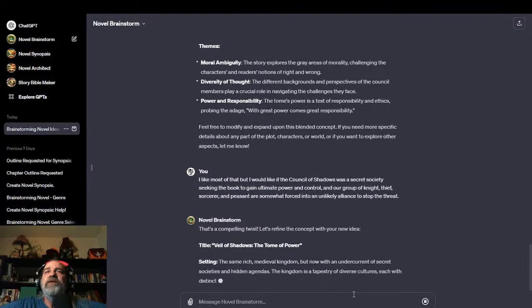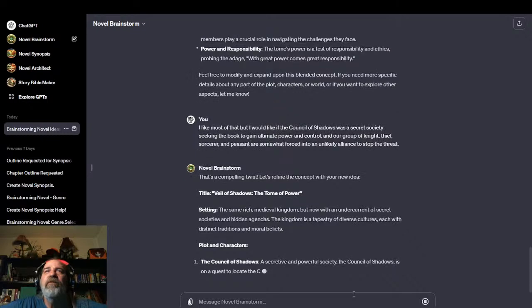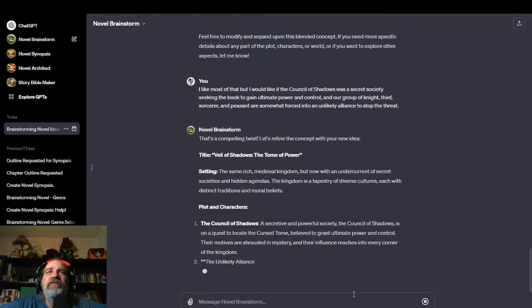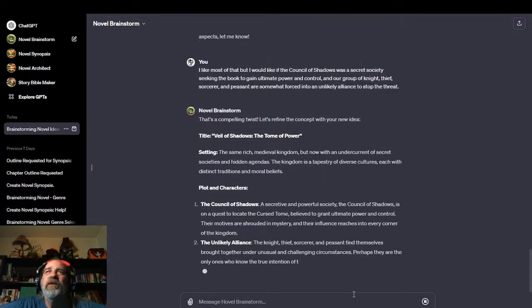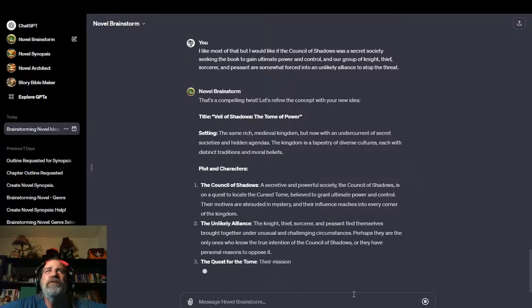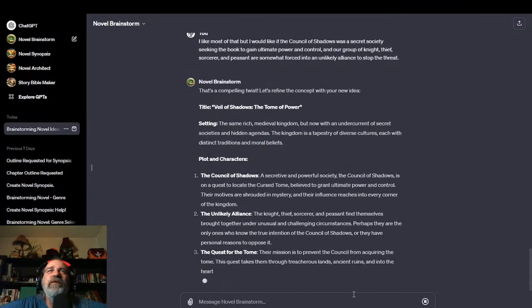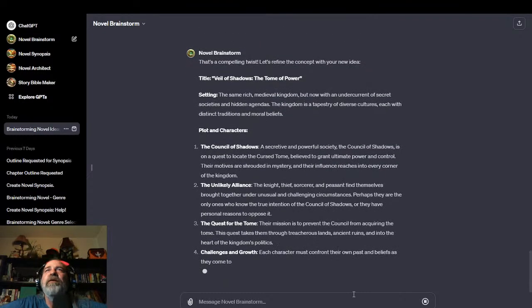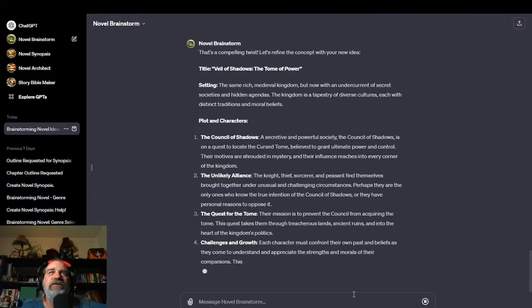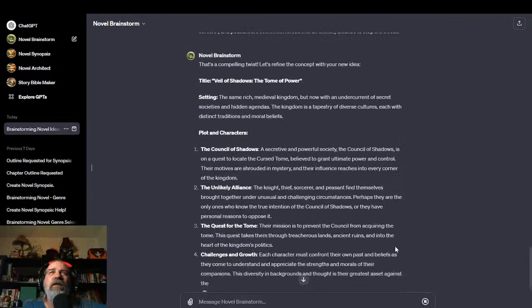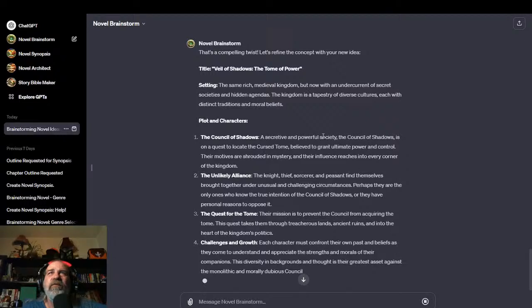It's a compelling twist. Let's refine the concept with your new idea. Title: Veil of Shadows, the Tome of Power. The same rich medieval kingdom, but now with an undercurrent of secret societies and hidden agendas. The kingdom is a tapestry of diverse cultures, each with distinct traditions and moral beliefs. The Council of Shadows, secretive and powerful society. Council of Shadows is on a quest to locate the cursed tome, believed to grant ultimate power and control. Their motives are shrouded in mystery, and their influence reaches into every corner of the kingdom.